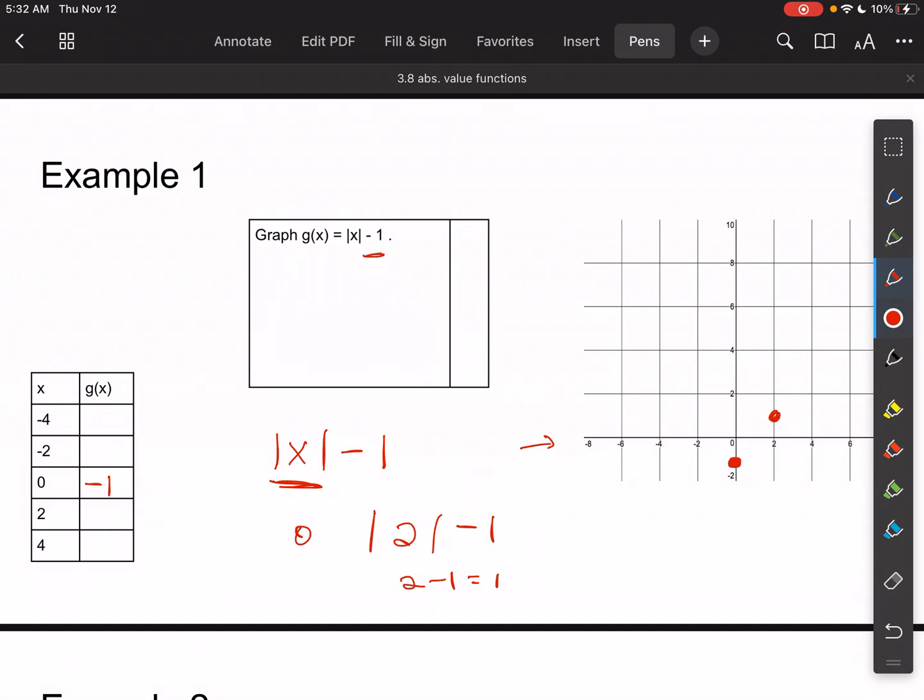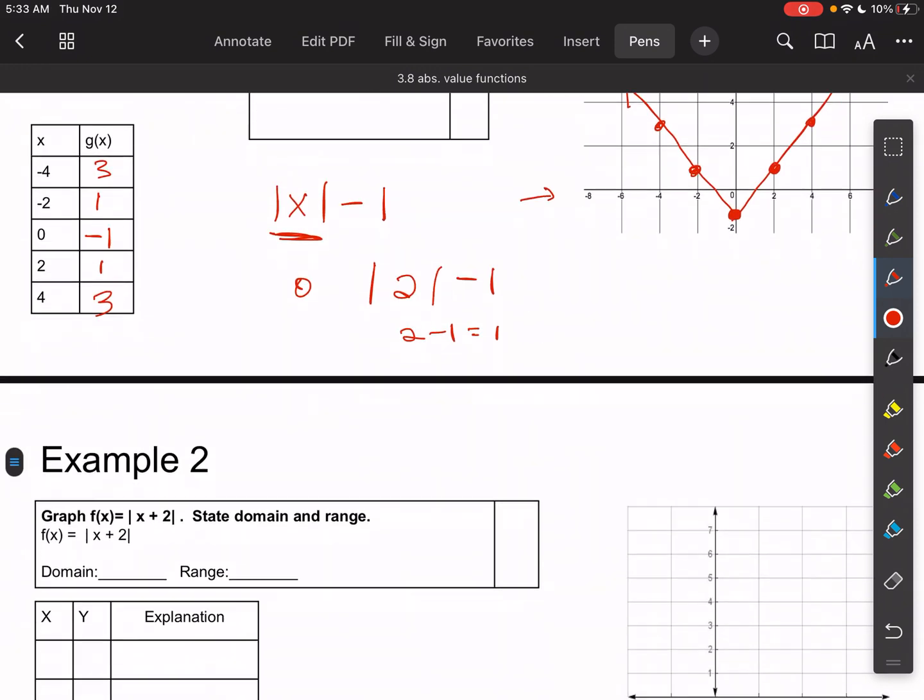And then if you plug a negative 2 in, you get the same exact thing. You get 1, because the absolute value of negative 2 is 2. 2 minus 1, 1. All right, then we plug a 4 in, just to see what happens as we continue up. If you plug a 4 in, you get 3. Plug a negative 4 in, you also get 3. So at 4, we're at 3. Negative 4, we're at 3. So here's the shape of our absolute value V. And we're done with example 1.